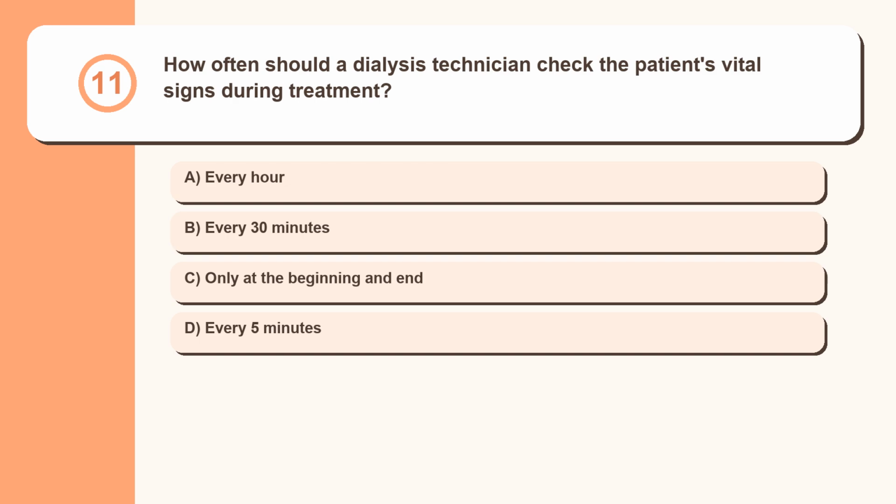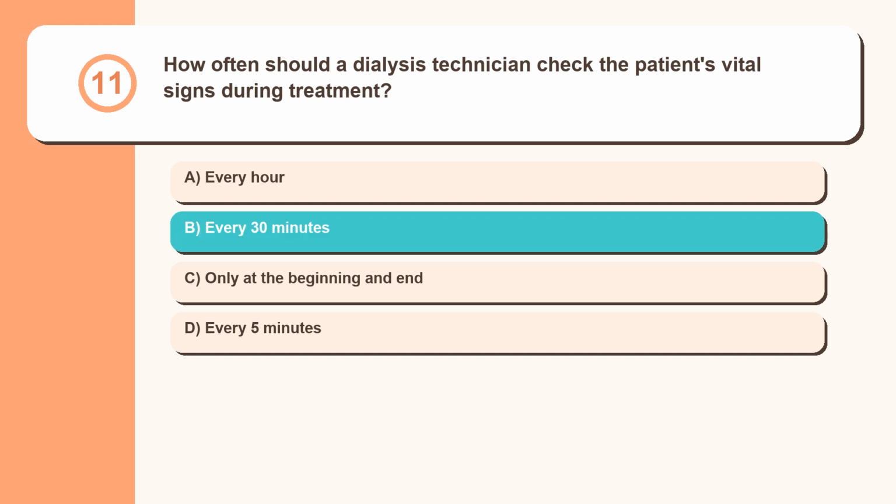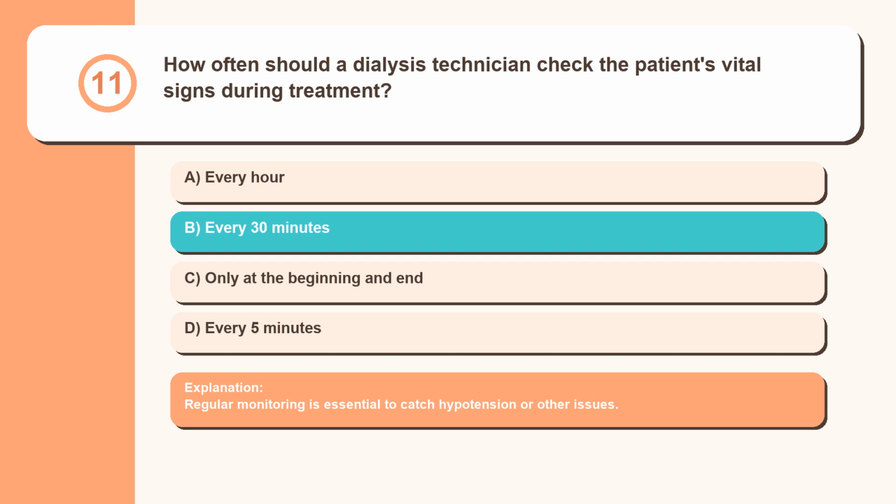Question 11. How often should a dialysis technician check the patient's vital signs during treatment? Every hour. Every 30 minutes. Only at the beginning and end. Every 5 minutes. Regular monitoring is essential to catch hypotension or other issues.